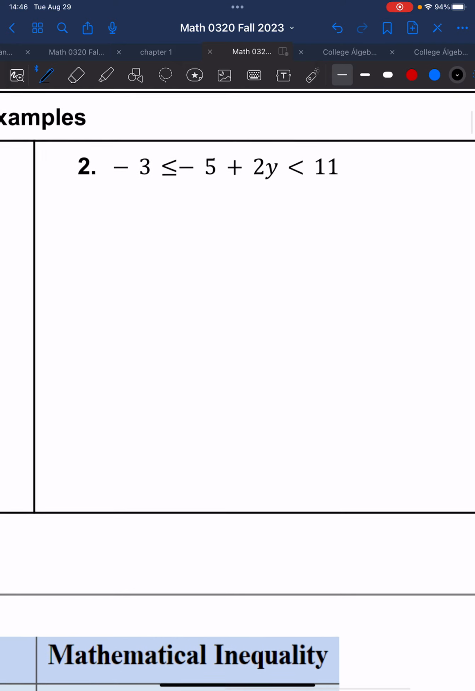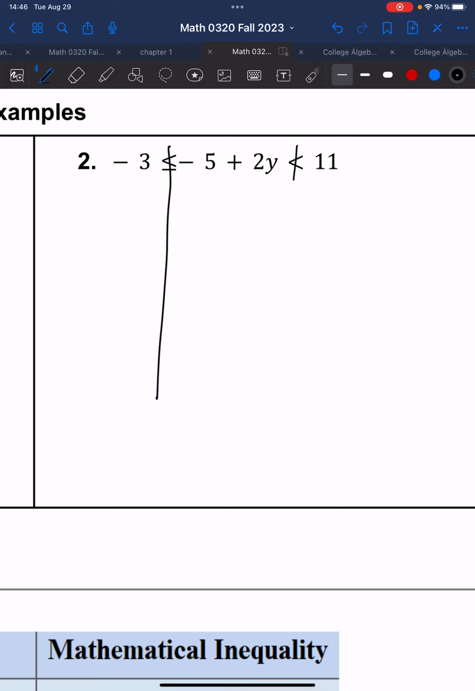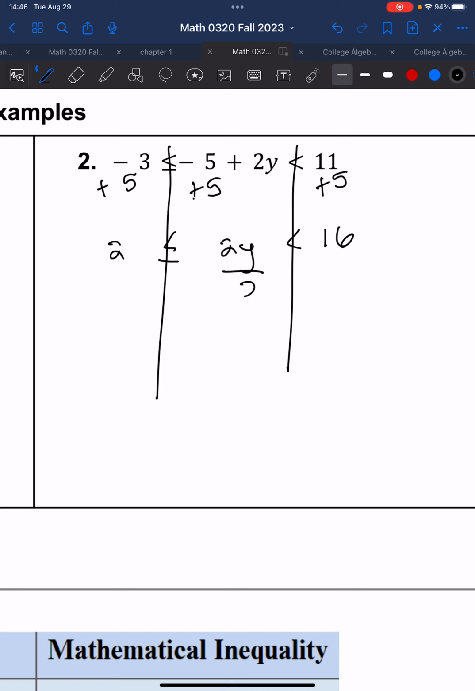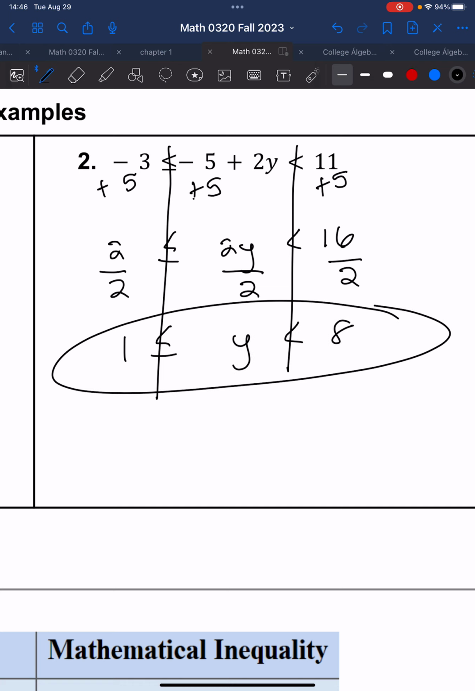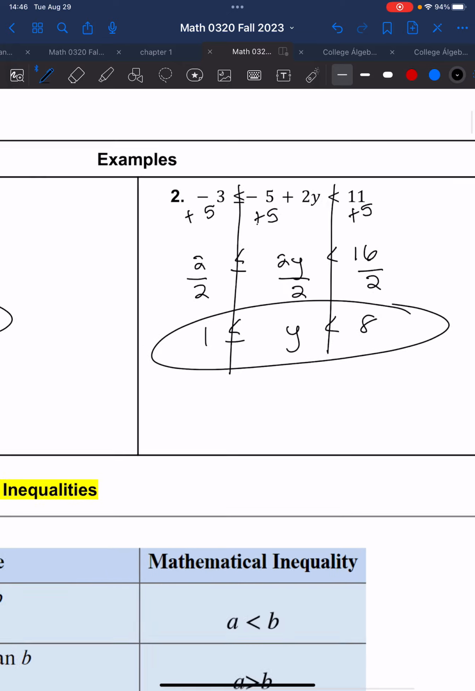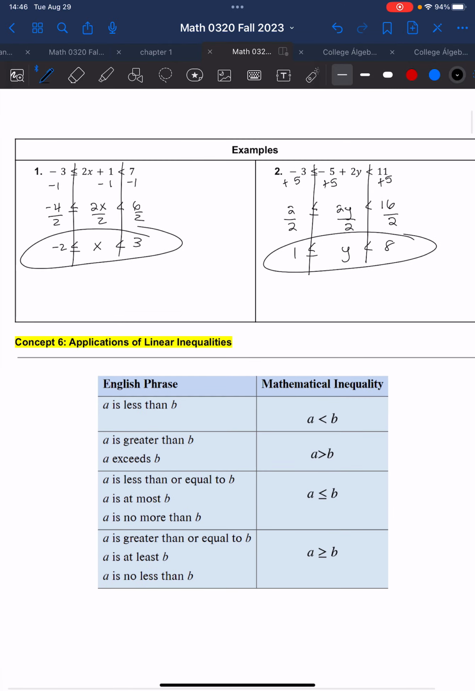Okay, now let's look at example 2. I'm going to add 5 to all the sides. So I get 2 is less than or equal to 2y less than 16. Divide everything by 2, and I get 1 is less than or equal to y less than 8. Again, that is my answer. Since I did not multiply or divide by any negative numbers, my symbols stayed the same.